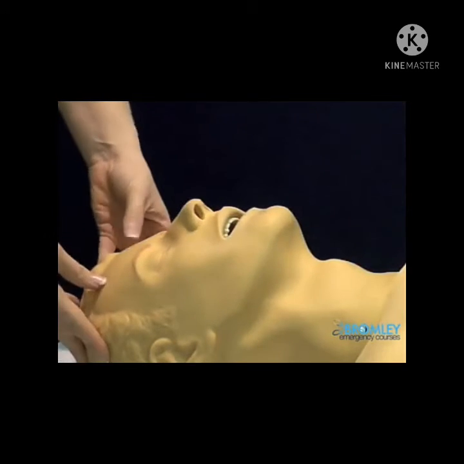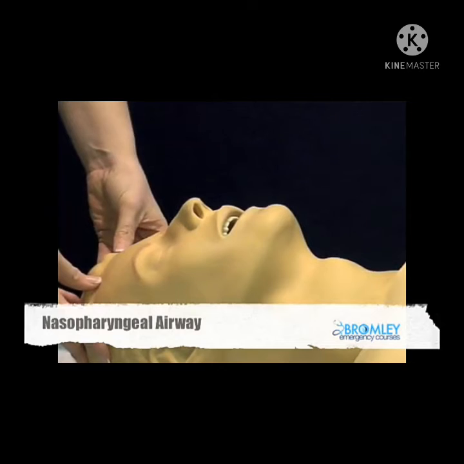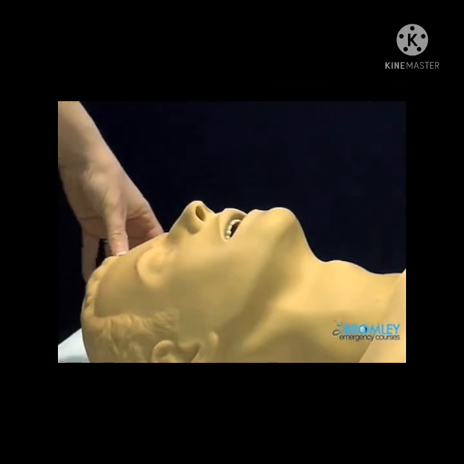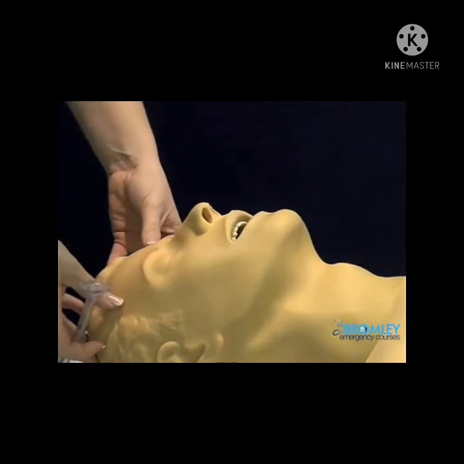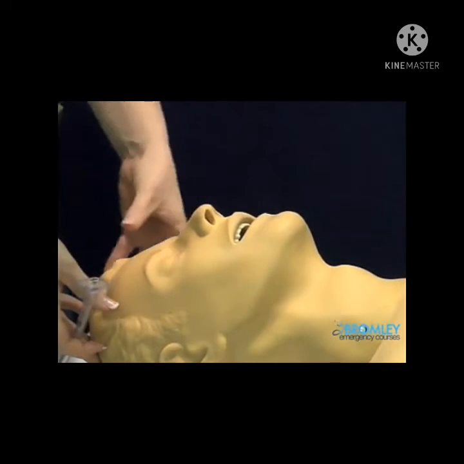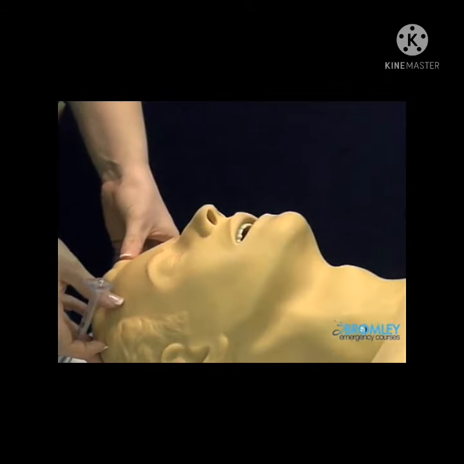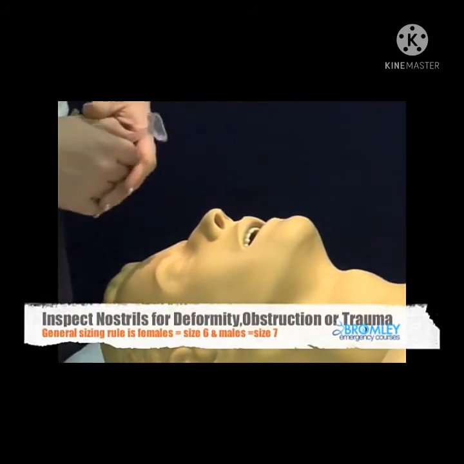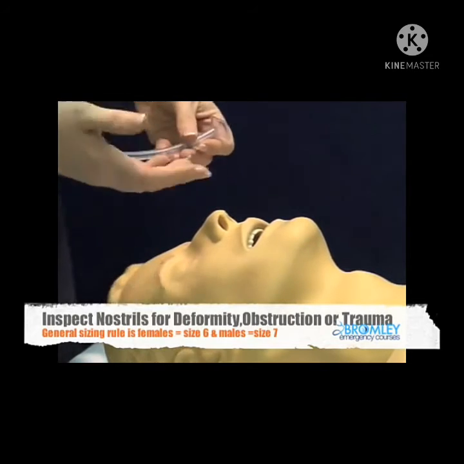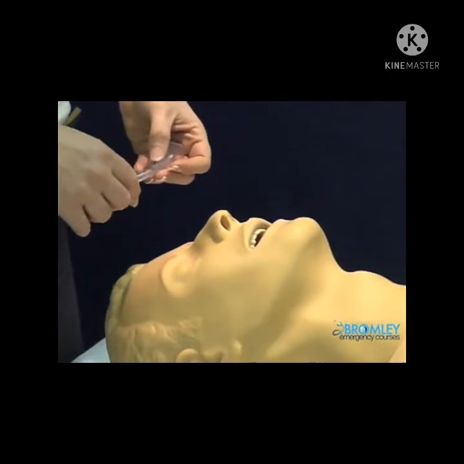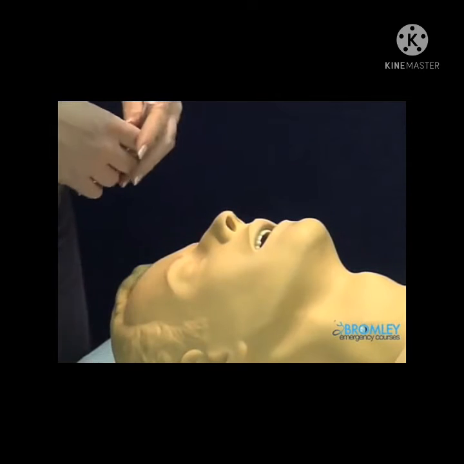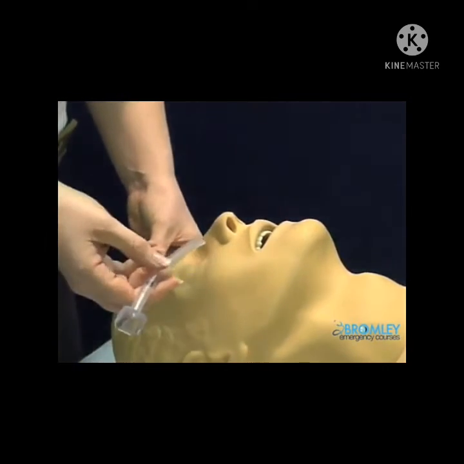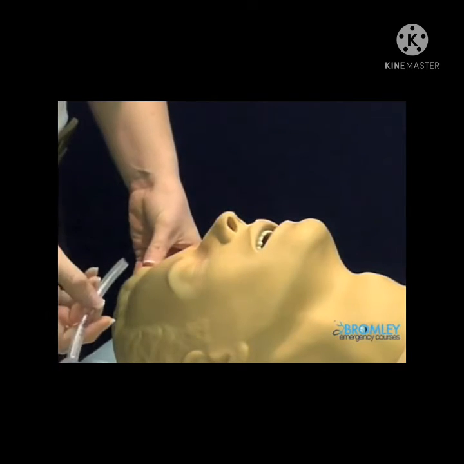An alternative to the Goodell airway is the nasopharyngeal airway. This is not appropriate if there is signs of trauma around the nose or a suspicion of a basal skull fracture. Have a look at the nostrils and you choose the size according to what you think will fit best, and that's usually a size 6 in a woman or a 7 in a man. Traditionally we would use the right nostril, although it can be applied to either nostril.